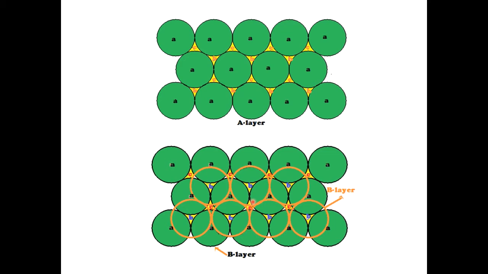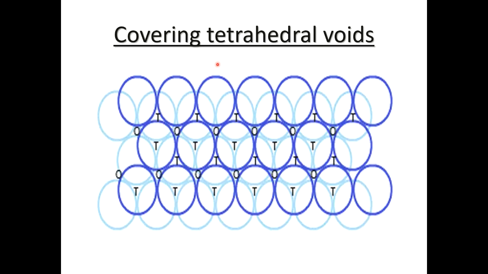When the third layer is applied on the second layer, there are two options, octahedral voids and tetrahedral voids. We consider whether the third layer covers the tetrahedral voids or the octahedral voids. When we apply the third layer on the tetrahedral voids, the first layer and third layer are the same. So this pattern is ABA. The first layer is the A layer, the second layer is the B layer, and the third layer is the same as the A layer.